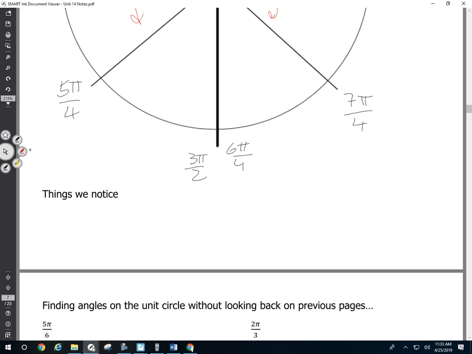Any number of pi over 4 when simplified gives us a 45-degree angle with the x-axis. So pi over 4. Pi over 4 is 45 degrees. So actually the distance around this unit circle, pi over 4 distance around a unit circle, is the same as a 45-degree angle measurement.